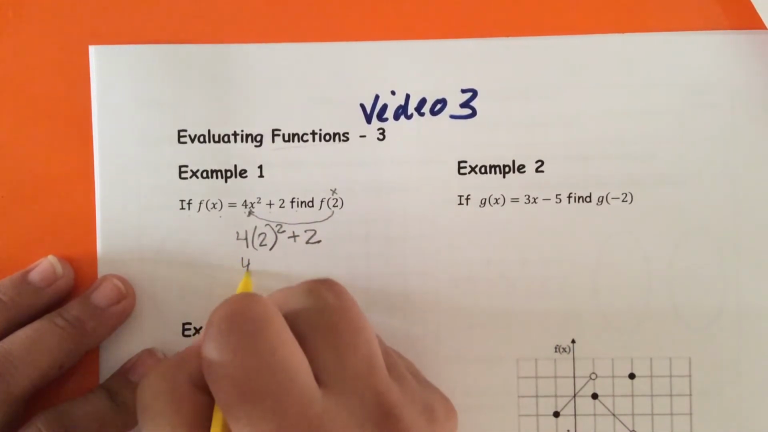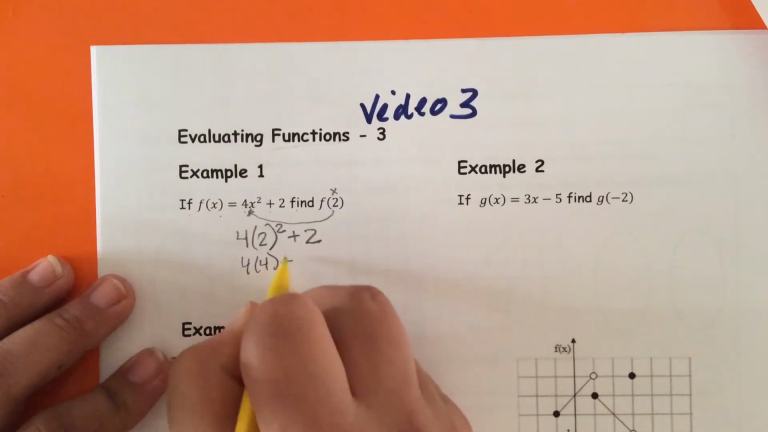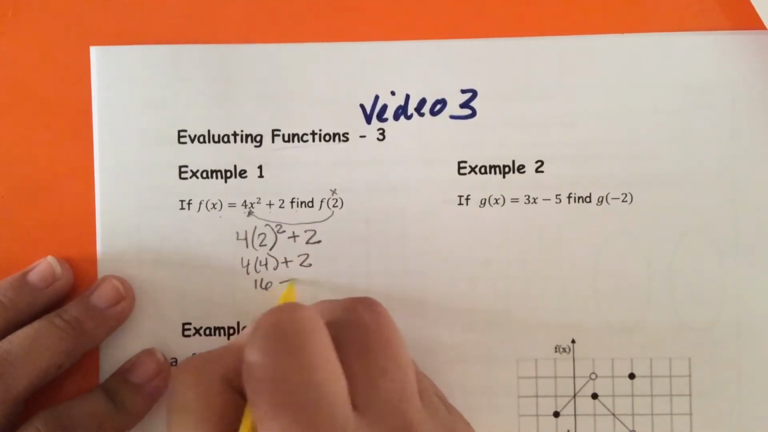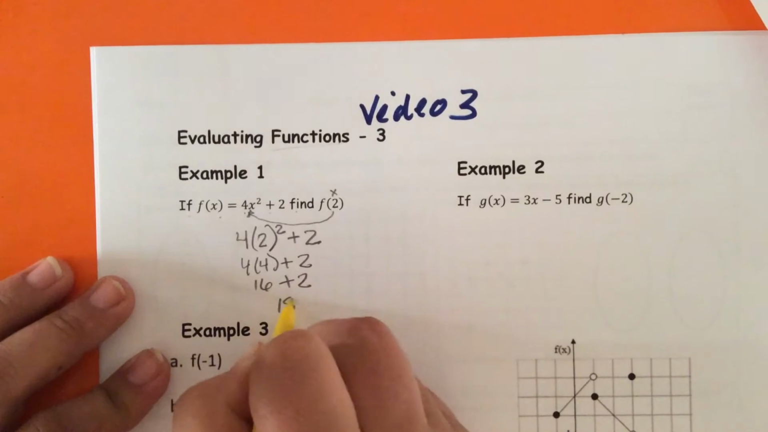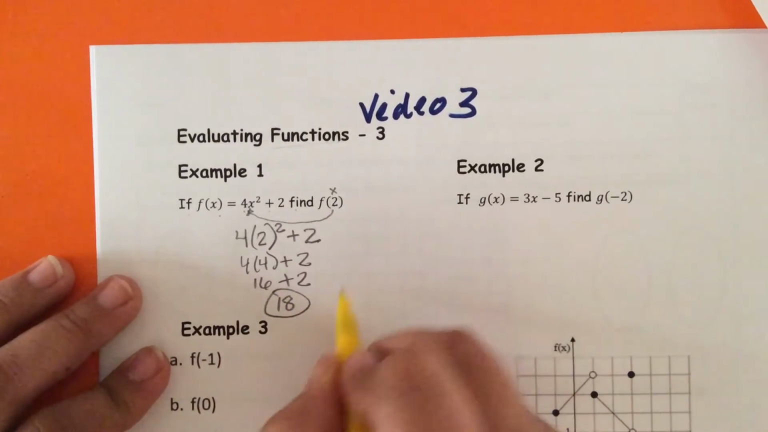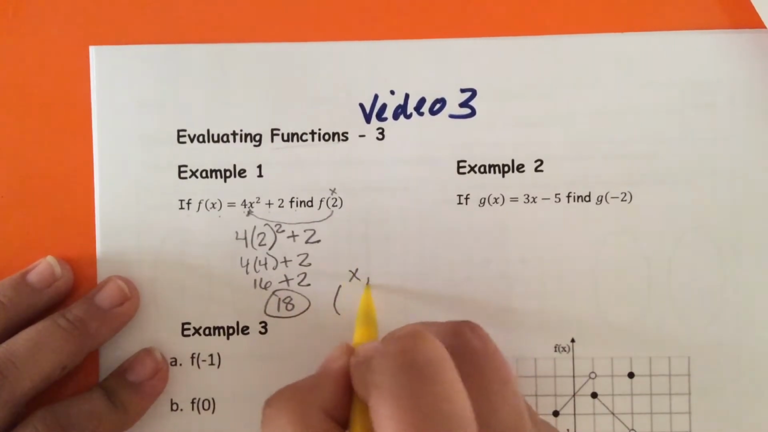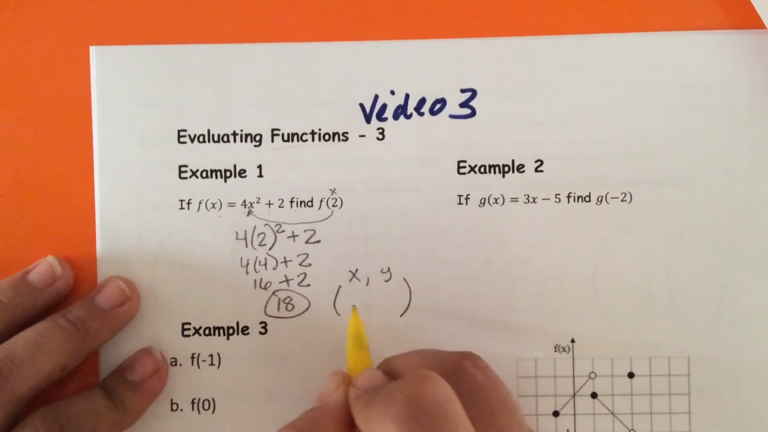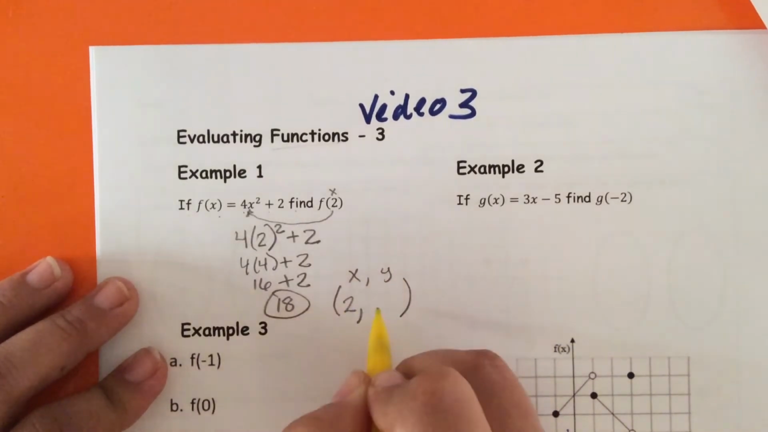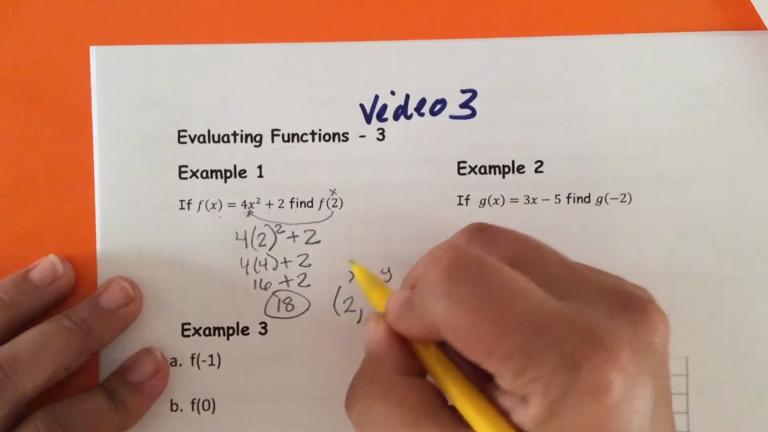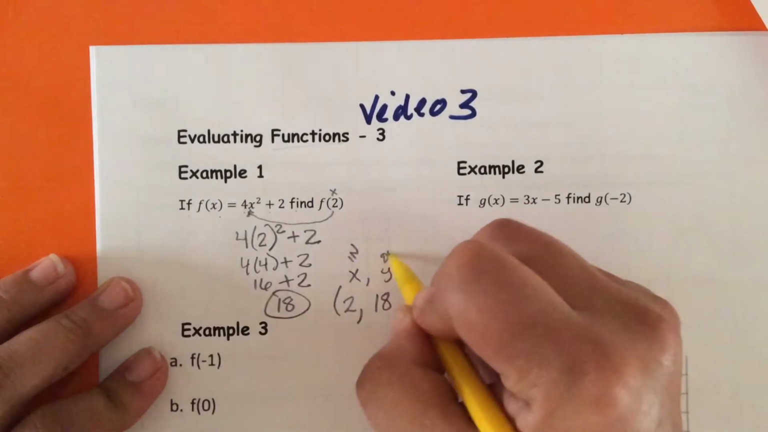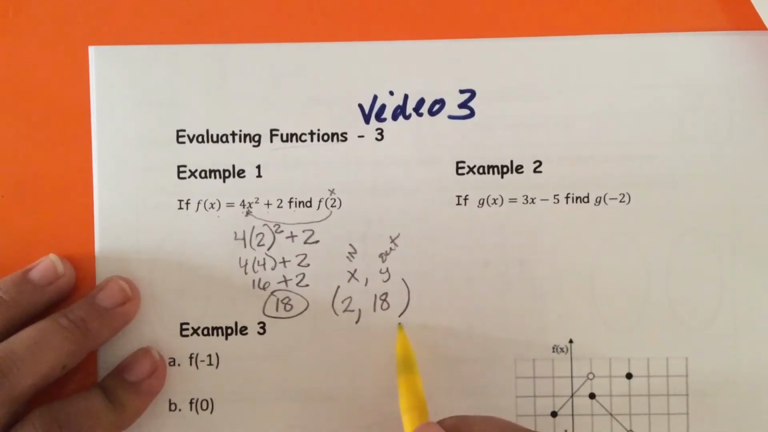That's going to be 4 times 4 plus 2. That's 16 plus 2 is 18. So remember, your x and your y, so your input was 2, and then your output is 18. So think about in, out. Okay, so 2, 18.